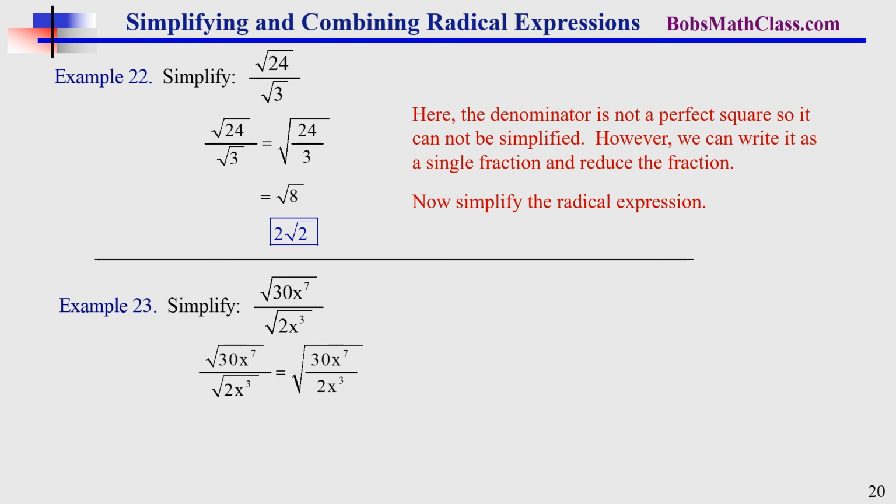Okay, so here it is as a single fraction. Now, can we reduce it? We can. 2 goes into 30, 15 times. And then there's 7 x's on top, 3 in the denominator. So if you use our rule for exponents, you subtract the exponents. 7 minus 3 is 4. And you keep it where it's more, on the top. So that should give us the square root of 15x to the 4th.